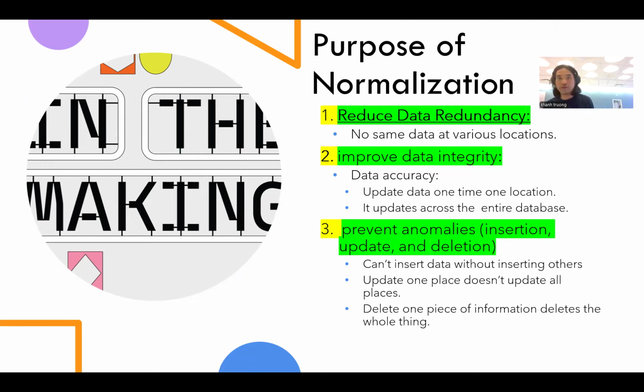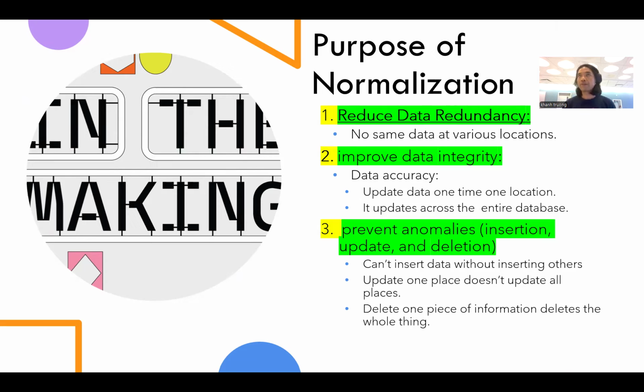That's what I mean. You don't have the same category of clothes, the same data, at various locations. The second goal is to improve data integrity, which is data accuracy. If you have data at multiple locations and you update the data in one location, it will update across the entire database.